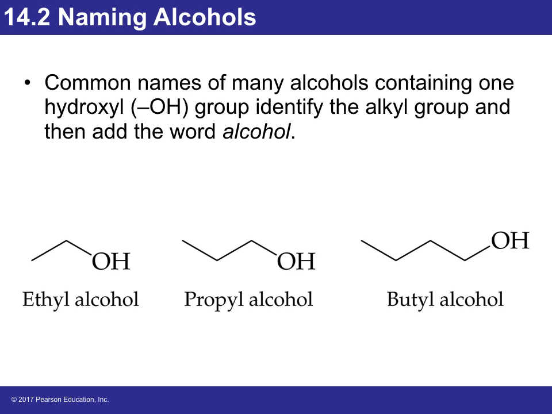Many times, and please read this, there are common names for the alcohols, and those are going to have different names than the IUPAC definition we went over earlier. Now, how do you do this? Well, you identify the alkyl group, and then you just add the word alcohol. So far left, I see 1, 2 carbon atoms attached to the OH is the ethyl alcohol. 1, 2, 3 is propyl alcohol, 1, 2, 3, 4 is butyl alcohol.